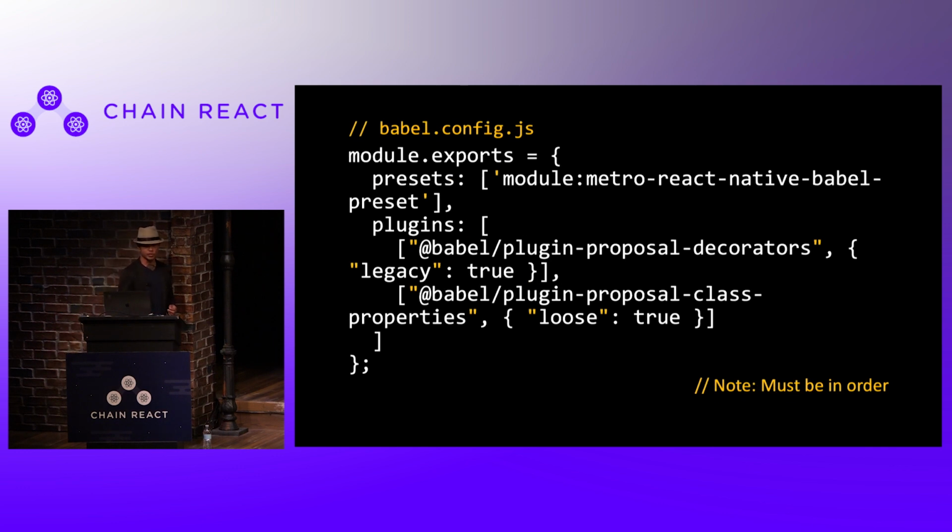And if you prefer to use bubble.config.js, this is how you do it. And note that the order of plugins is important. Decorators should be listed first. So here it is.